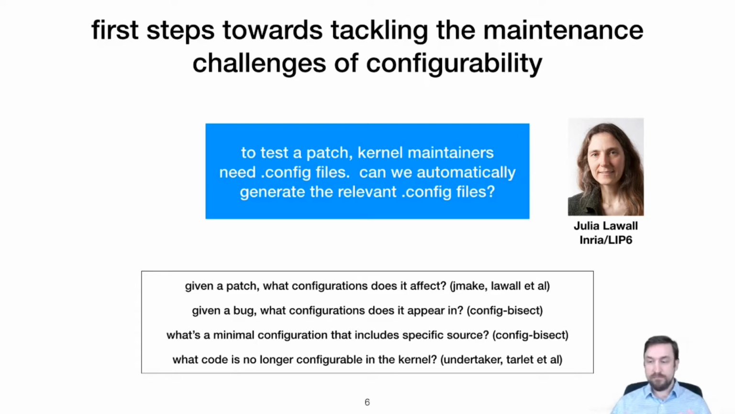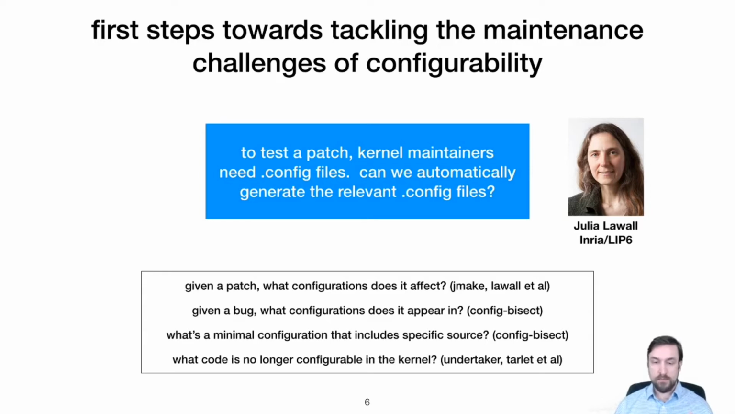So for instance, we have this question: given a patch, what configurations does it affect? But also, given a bug, say found by a fuzzer or a test suite, what configurations does it appear in? Which configuration interactions are required to exercise that bug? Another question might be, what is a minimal configuration that includes some specific source code? And perhaps even dead code: what code is no longer configurable in the kernel at all? We may want to remove some dead code. So there are actually tools that tackle some of these specific problems.